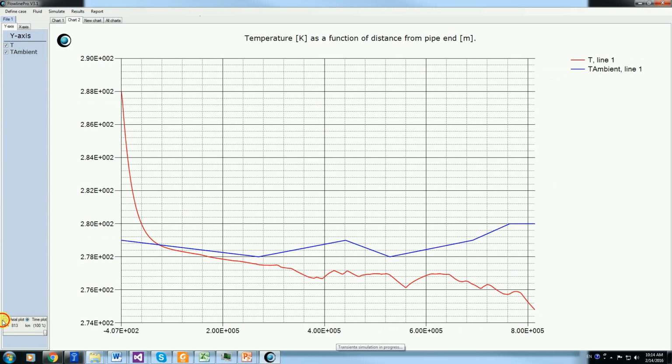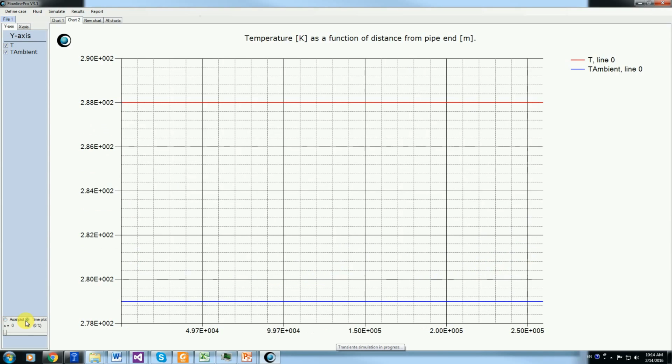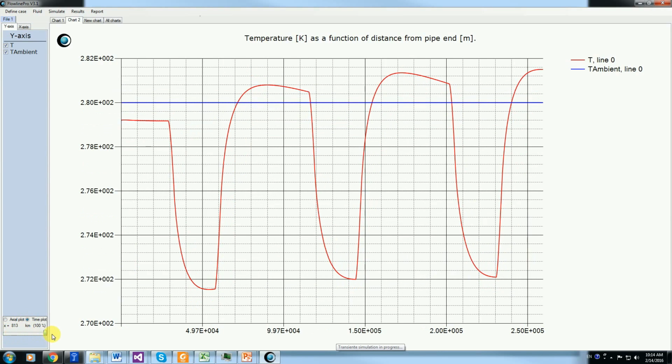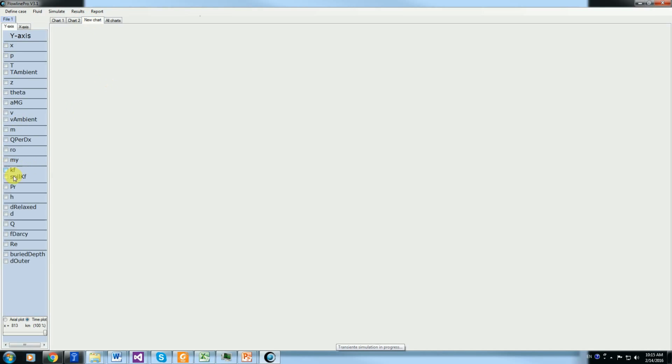Well, then we came back to the axial plot again. Here we go. So for the most part, it's going to be colder than the sea temperature, even at the outlet end. But we will, at some points in time, have slightly higher temperature. Could be interesting to look at the mass flow as well.